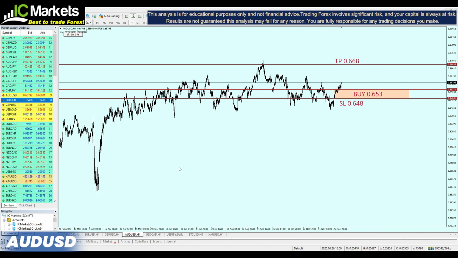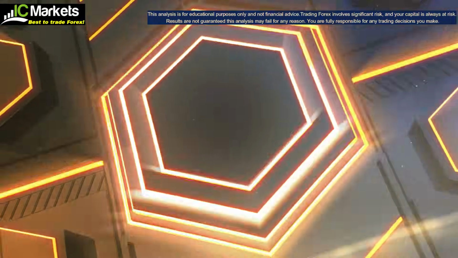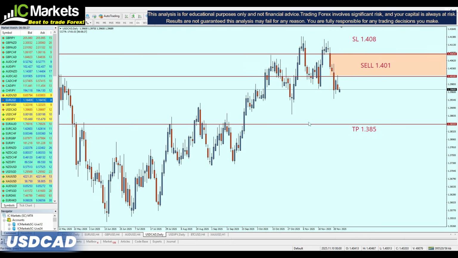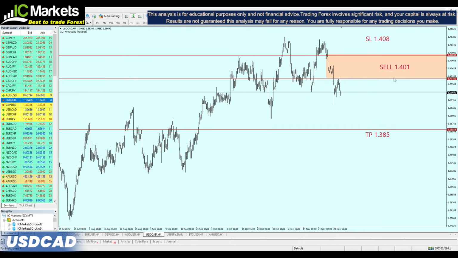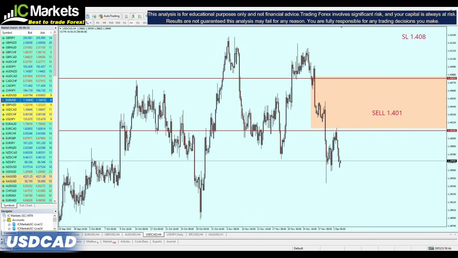However, let's now move to the USD CAD. USD CAD is a winner so far. Thankfully, it has reversed exactly at our sell level. Look at that, guys, really sniper entry. But again, no comments. I don't get it.